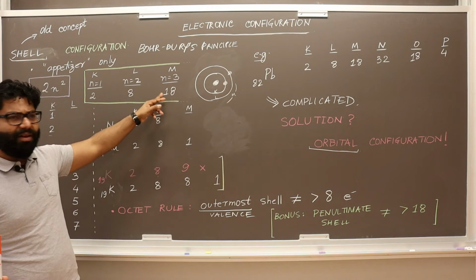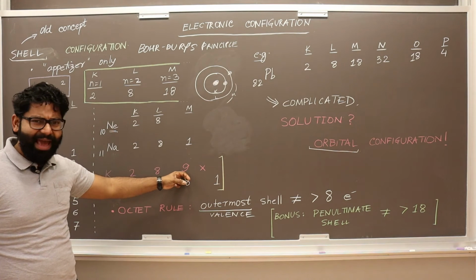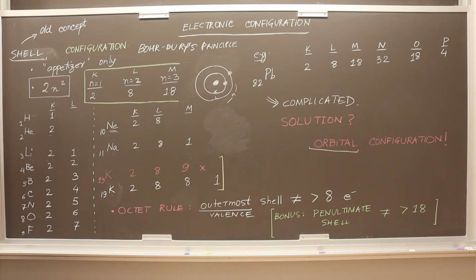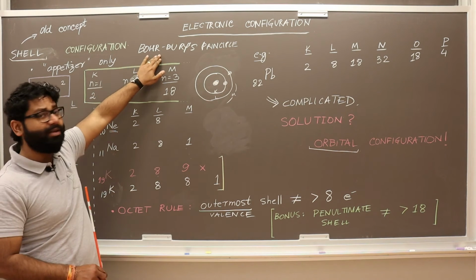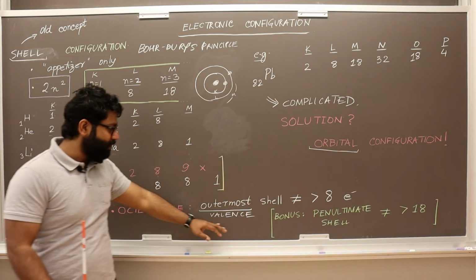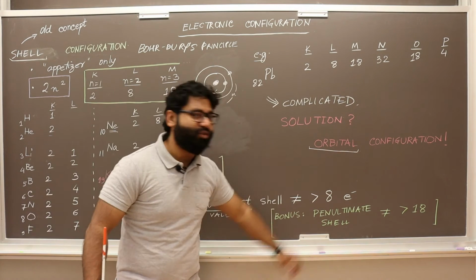Why? Why can't it take 9 electrons? Because the maximum number of electrons is 18, right? Why can't we put in 9 electrons in here? Because there is a third part of this Bohr-Bury's principle, which is that the outermost shell, or the valence shell, cannot have more than 8 electrons.